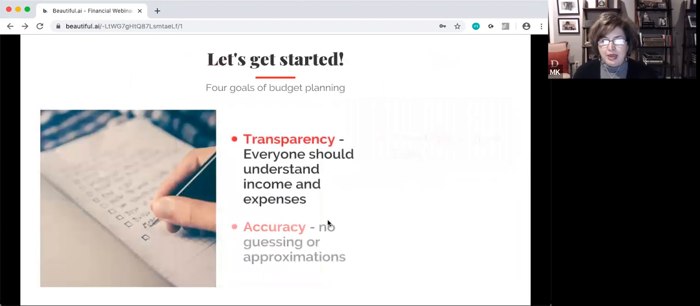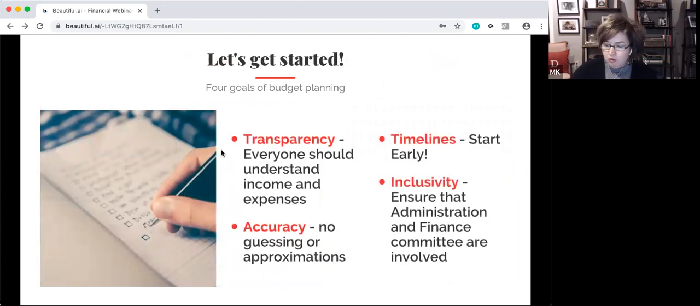So that is the calendar. That's the process by which we're going to get started. And you can see why it's really important to get that budgeting started in September, October, because there's so much that's a part of it.